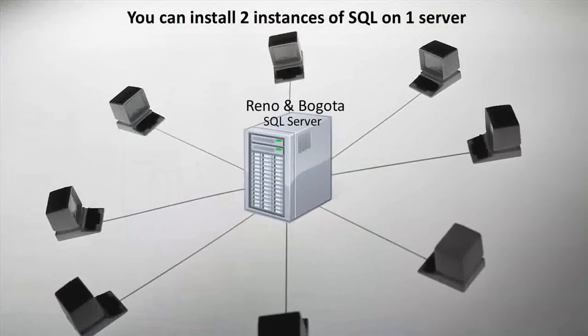So we've achieved our goal of having a Reno SQL Server and a Bogota SQL Server on one piece of hardware. Now, when any given client wants to hook to our machine, it has to choose which SQL Server it wants to connect to. How does that work? Well, it's going to be the same way we connect to a SQL Server when we're writing our own queries. Let's give a demonstration of that.